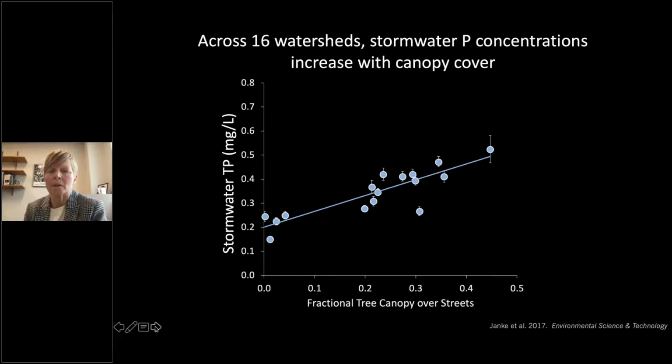the street. Each of these points represents a watershed, and what we've done is plot the average stormwater event total phosphorus concentration for that watershed against the average tree canopy cover over the streets in that watershed. You can see that tree canopy cover ranged in these watersheds from 0 to about 45%, and that there's a strong positive relationship between phosphorus concentration in stormwater and tree canopy cover.